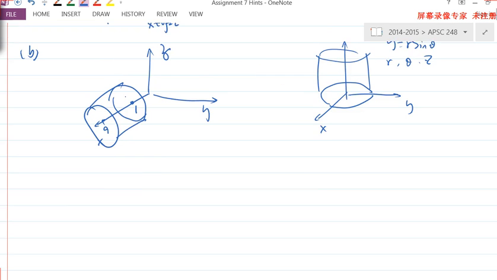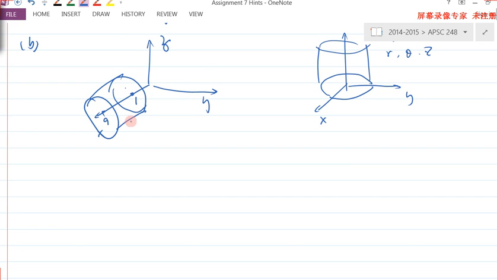For this particular case, if I change the perspective a little bit, let's say this is my y and this is z. Then this is going to be the x. So then the cylinder, for this object region D, is going to be like this now.